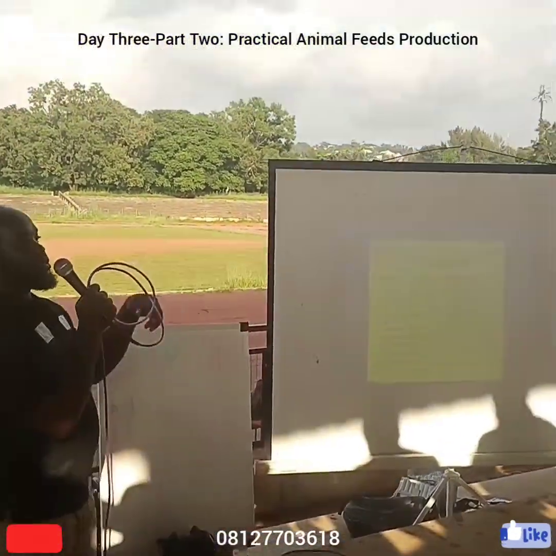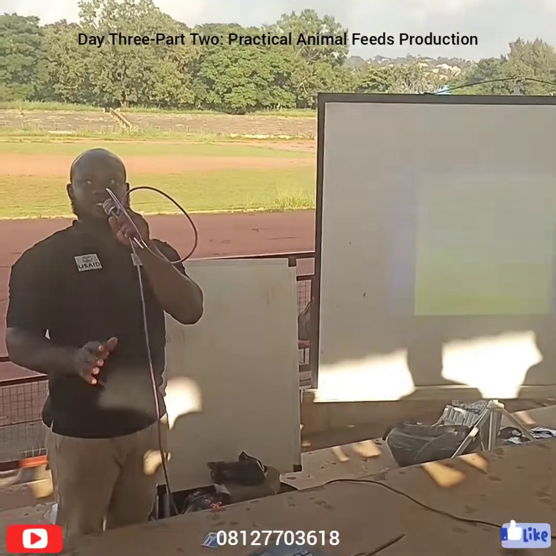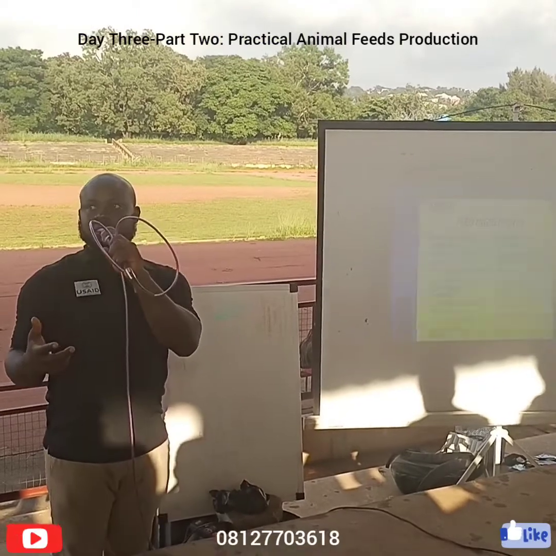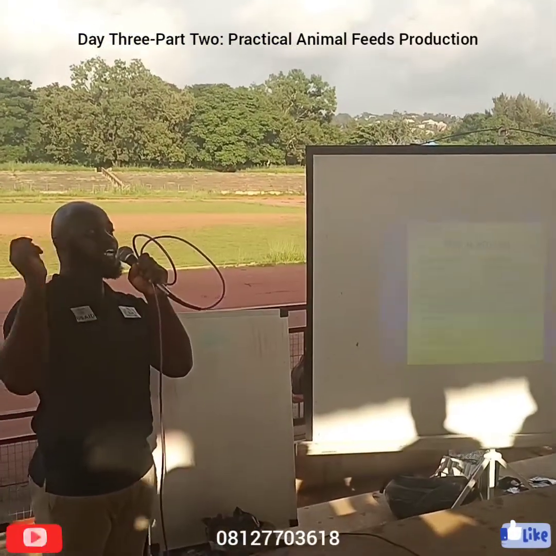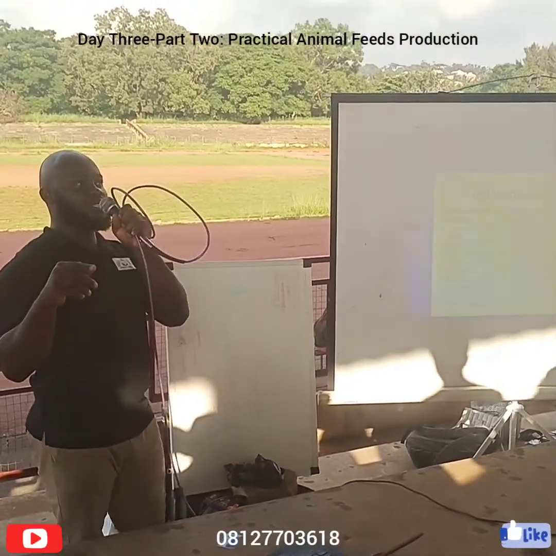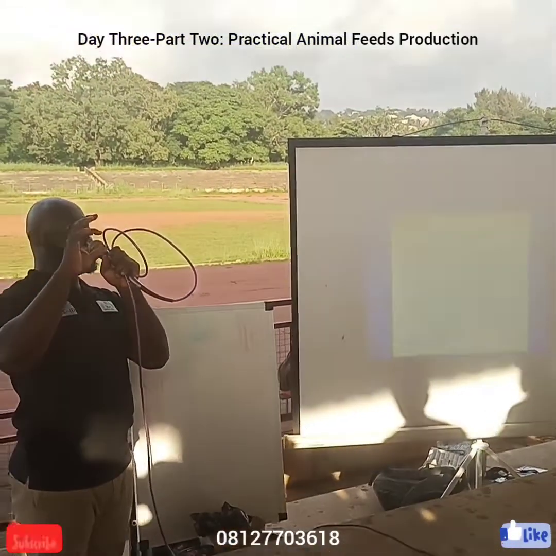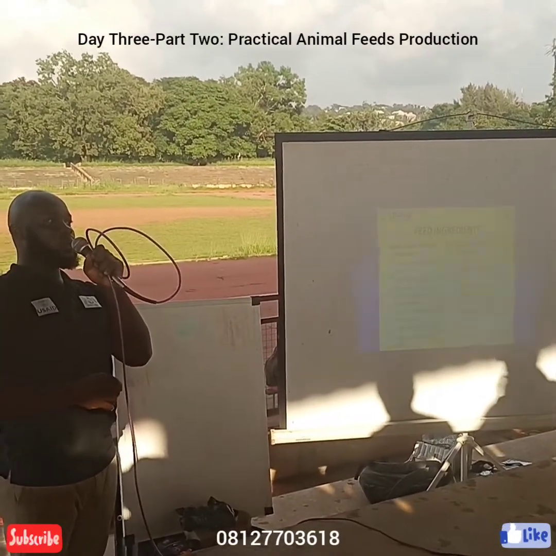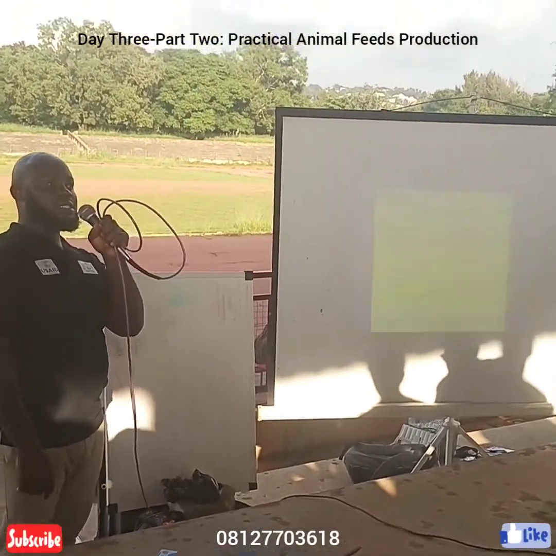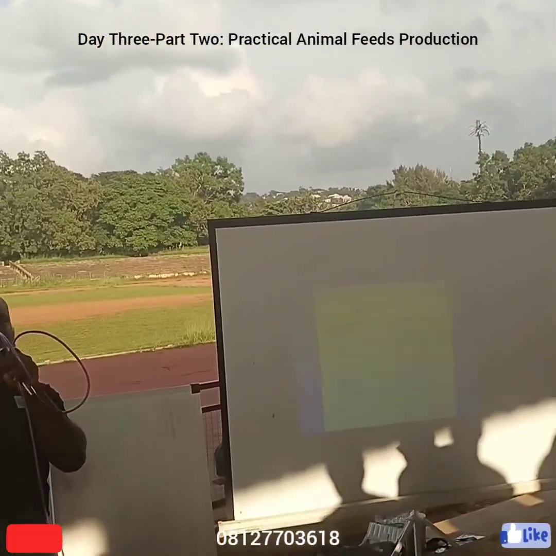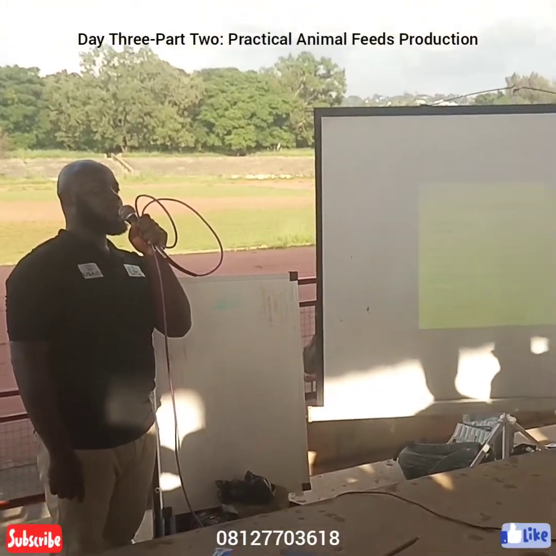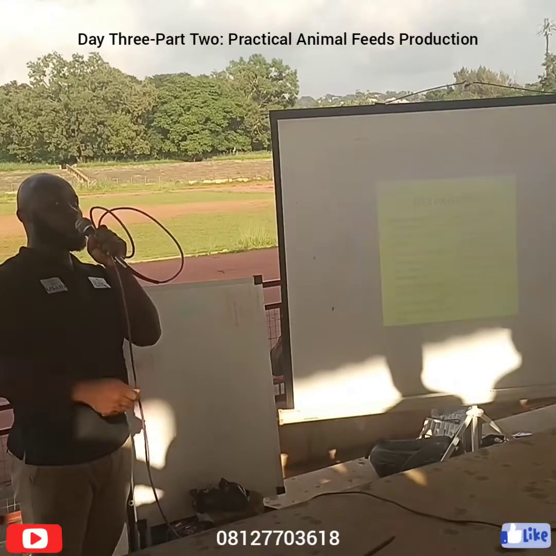So you have a blood meal. When you get the blood, you dry it. After drying it, you grind it to powder. It serves as blood meal. But the major challenge blood meal has is that the digestibility is very low. The protein content is very high, 80 to 86%. It's even higher than that of fish meal. But the digestibility is low.